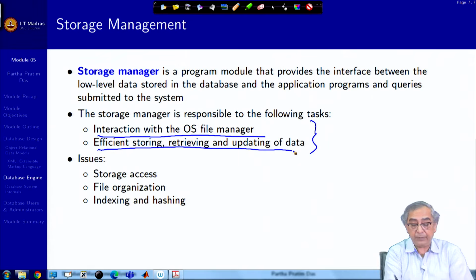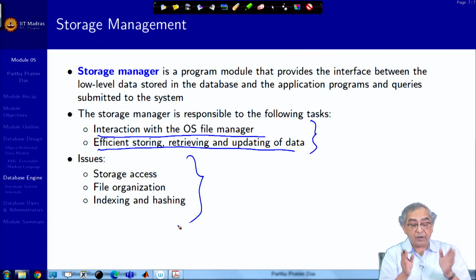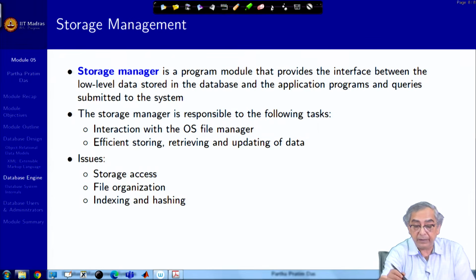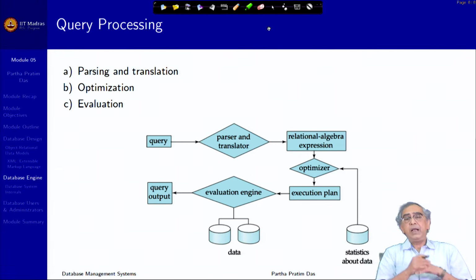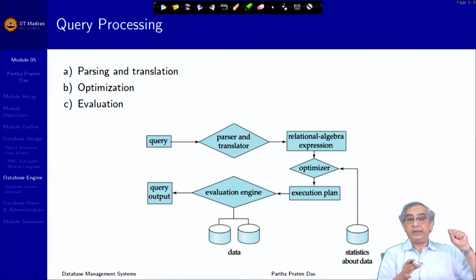And it has to, in that process, make it efficient for storage. It must use as little storage as possible. It must be efficient to retrieve, it must be efficient to update the data. So, these are some of the issues: the access, organization, indexing, hashing, and while we talk about store management, we will talk about all of these factors and it will become clearer. The second, of course, if the data is there, we need to query the data.